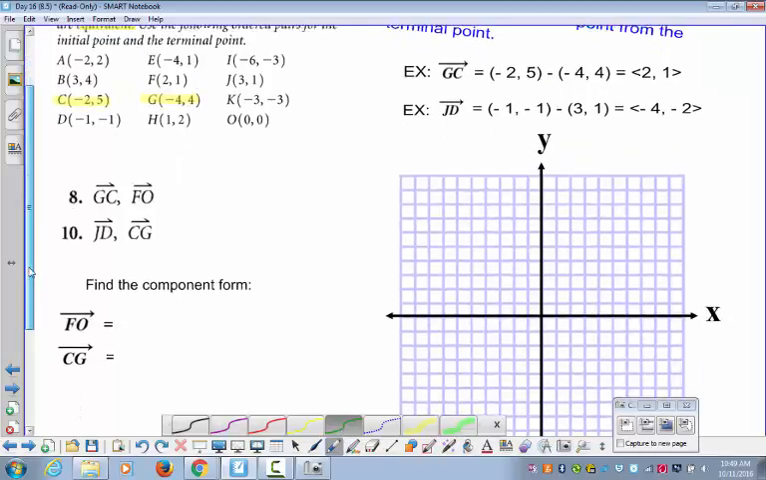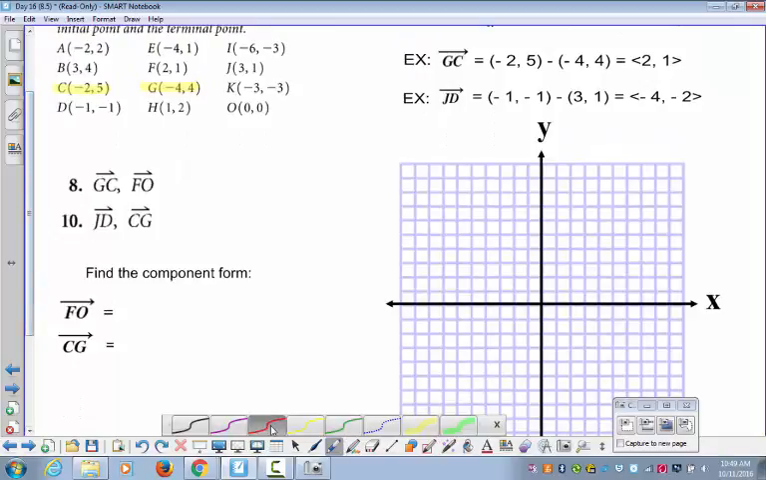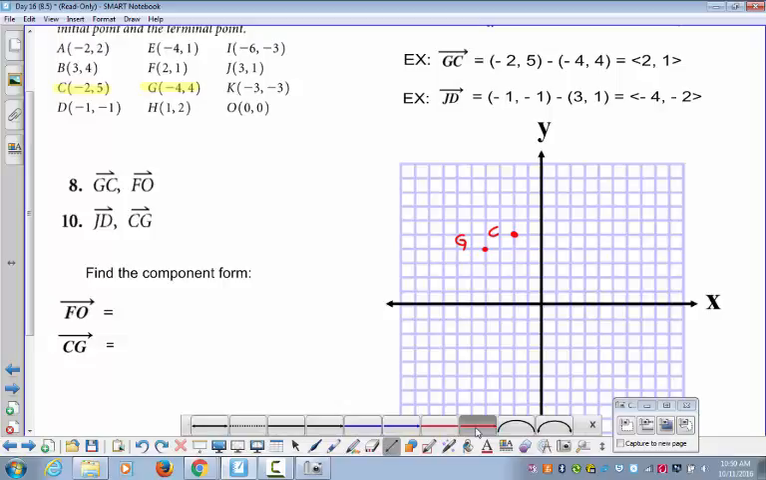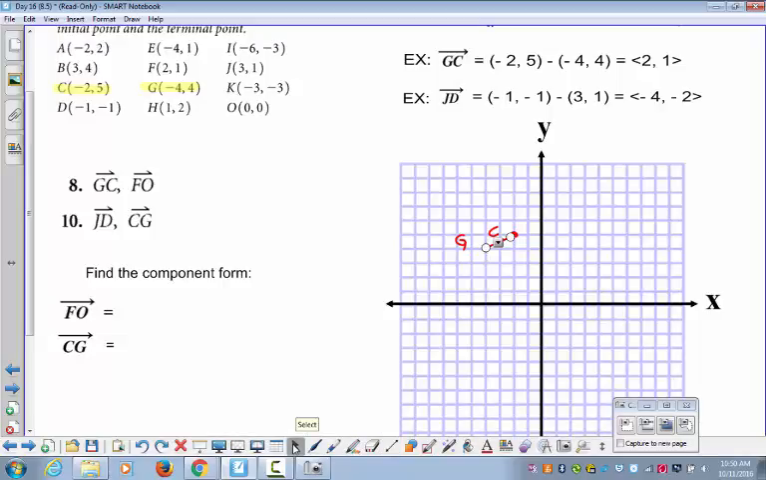Let's draw it in this coordinate system here. So first, let's go ahead and draw the points. Negative 2, 5: 1, 2, 3, 4, 5 is right there. So that is point D. That negative 2, 5 is C. G is negative 4, 4, which is right there. So that's G, and we're trying to talk about the vector from G to C. So that is vector GC. That's one representation of the vector GC. There are infinite representations. These are all vector GC. They're all equivalent. That one is the one in standard position.